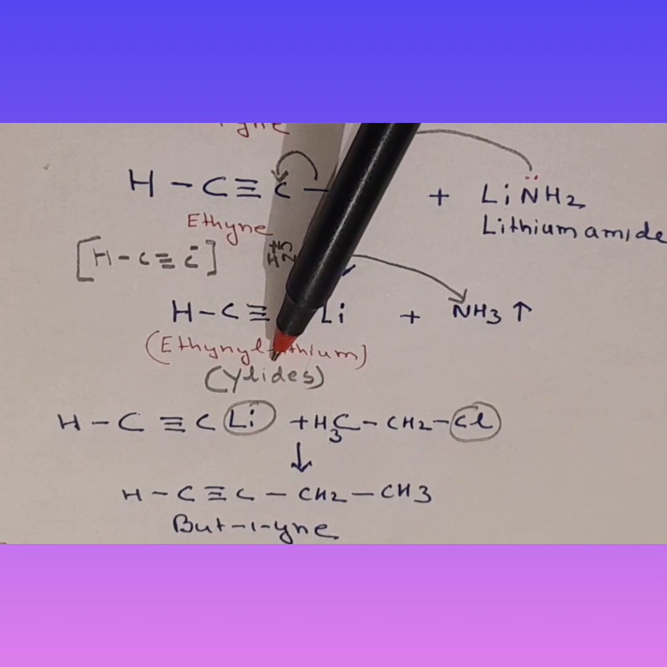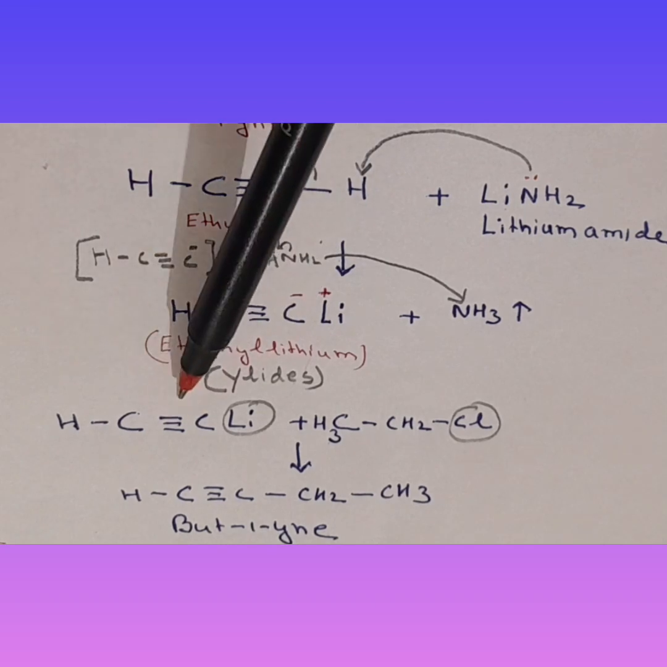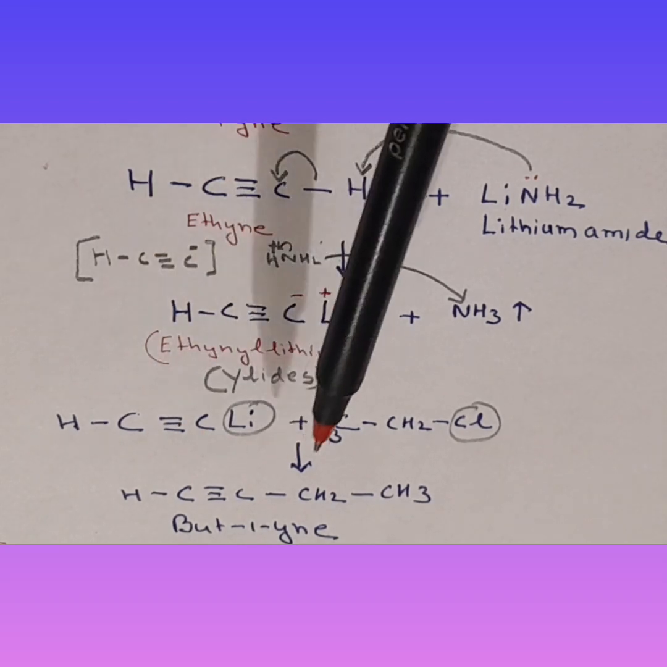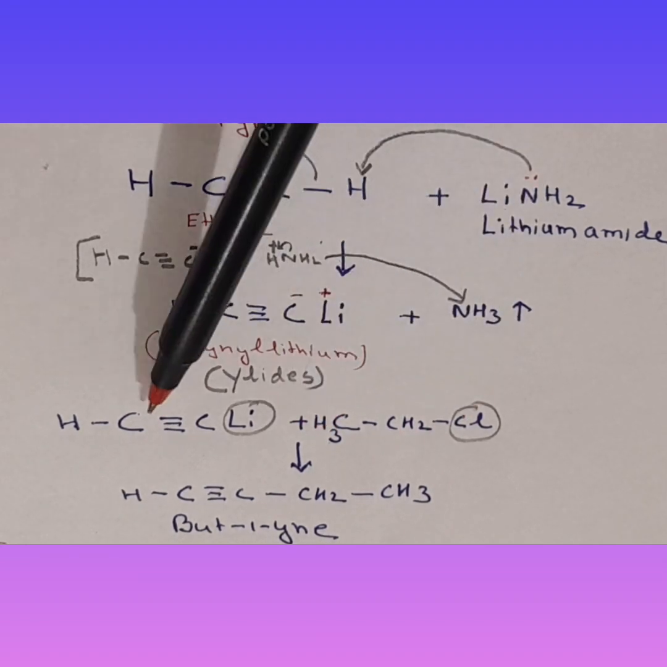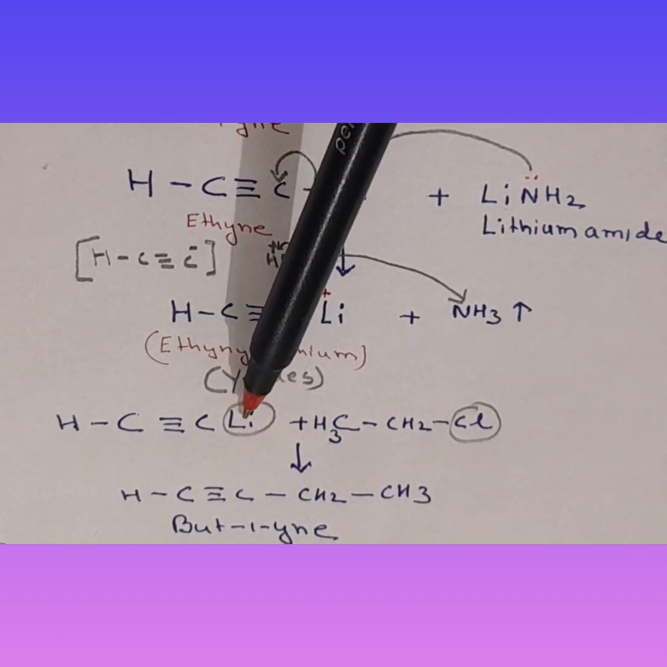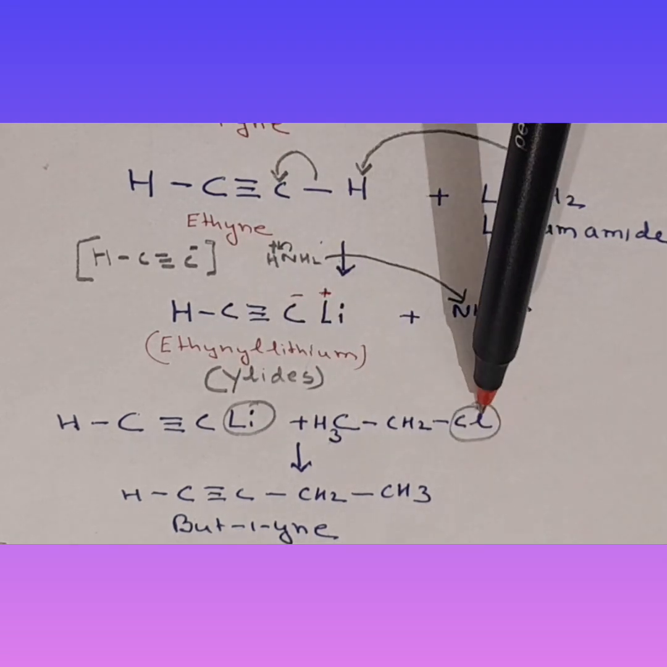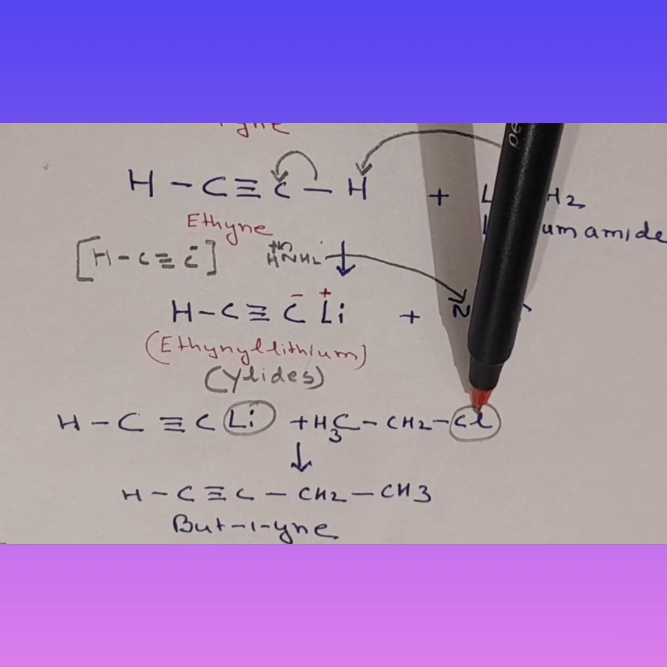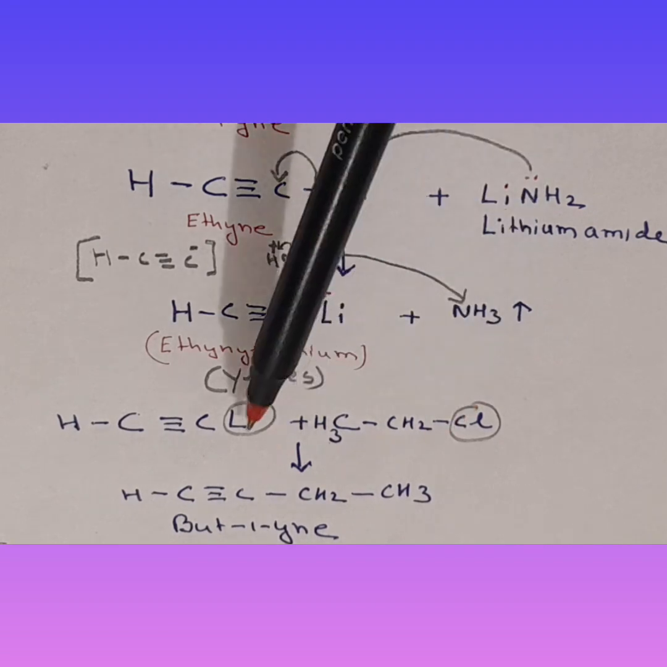Furthermore, now this compound, if we react it with any alkyl halide, here what we have chosen is ethyl chloride. When we react with this ethyl chloride, alkali metals have got strong affinity for halogens. So lithium and Cl combine to form lithium chloride, which is the byproduct.